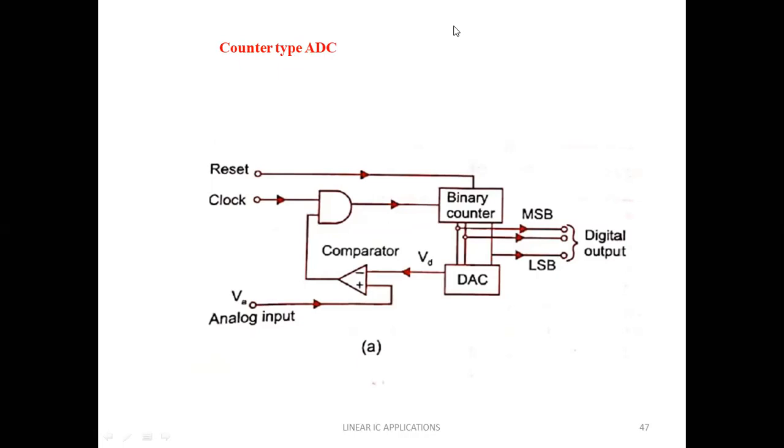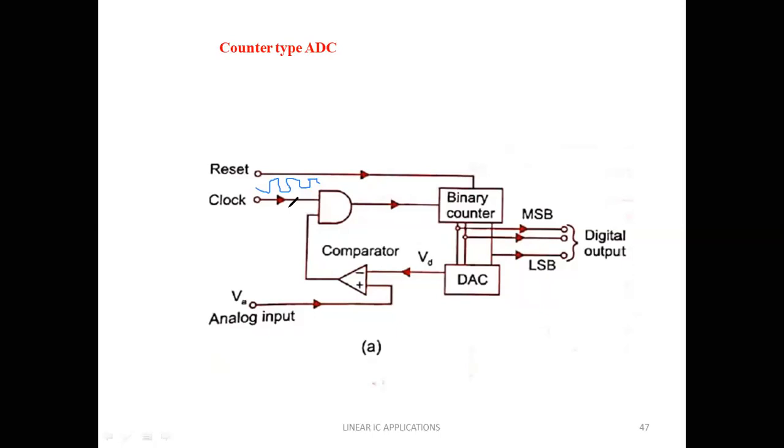Here, this is called the clock, which produces some clock pulses like this. When the output of this particular comparator is 1, these clock pulses are able to transmit to the binary counter. What is the function of the binary counter? The binary counter will count the number of pulses.